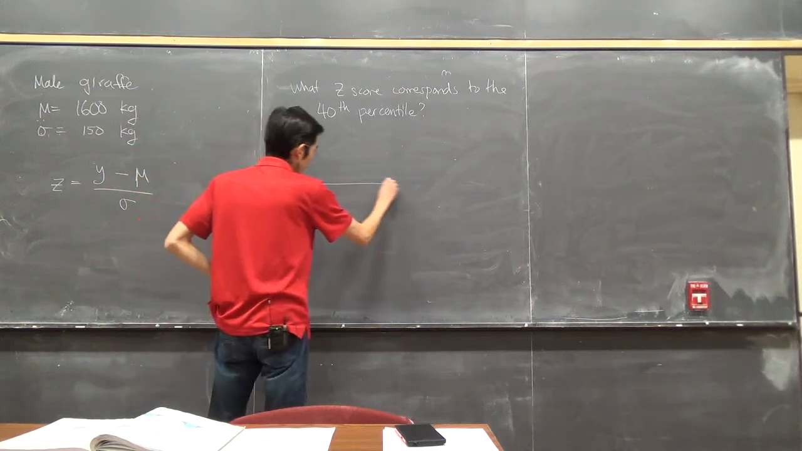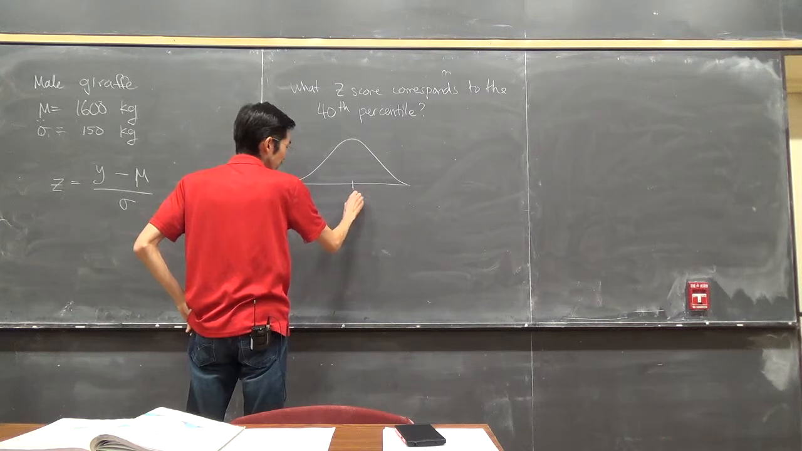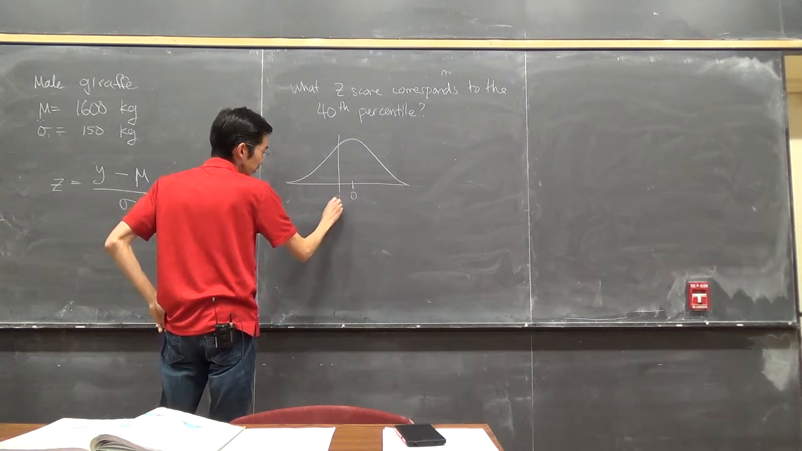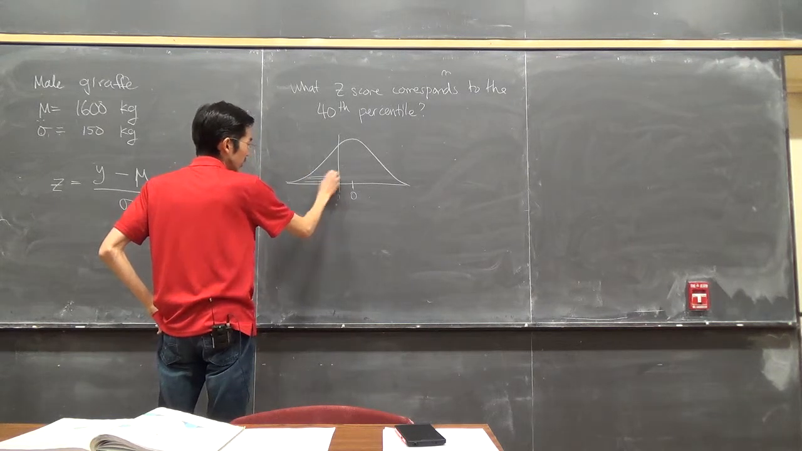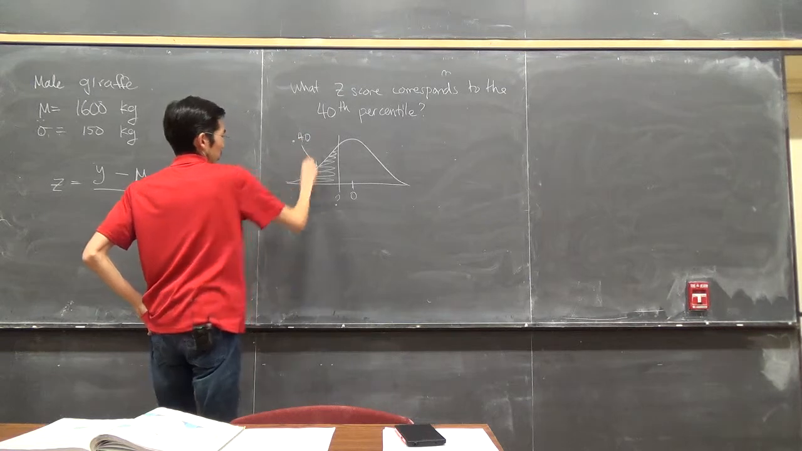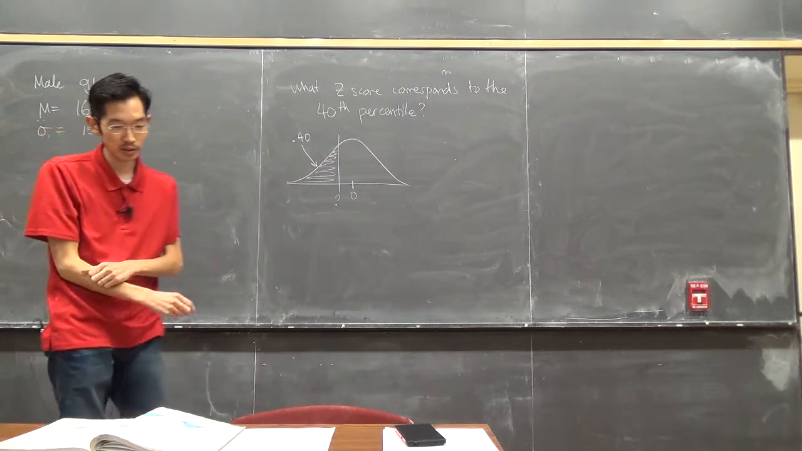So if I were to draw my normal curve, the mean is right here at 0. And what I'm asking is, what is the z-score that goes right here so that the area over here is equal to 40%? Can you look in your table and figure this out?